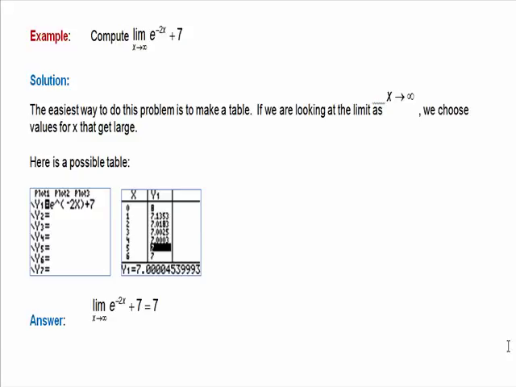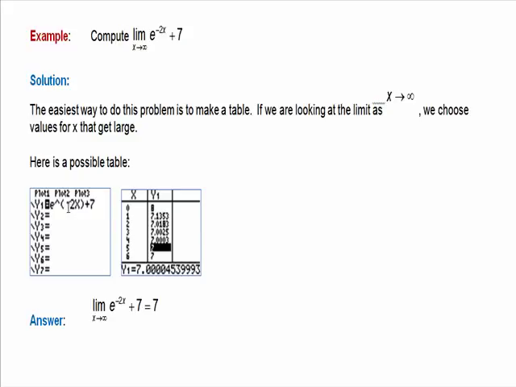So we're looking for the limit as x approaches infinity. And so when we do that, we're going to plug in larger and larger and larger values in for the x. So I'm going to make a table. And in my y1, I'm going to put the function. So I have e raised to the negative 2x plus 7.